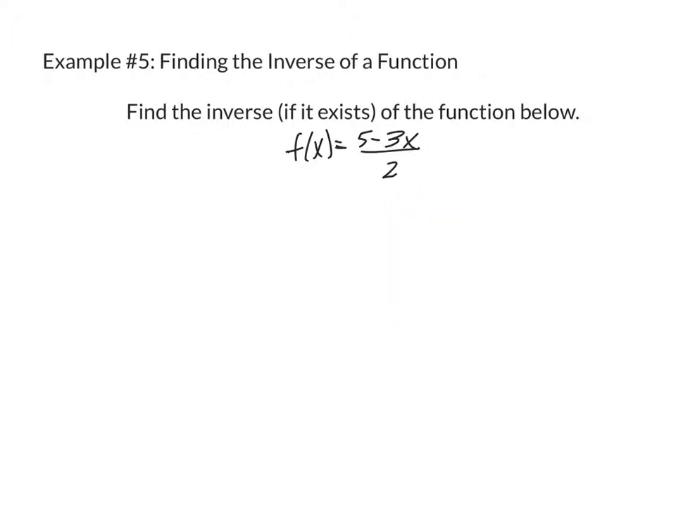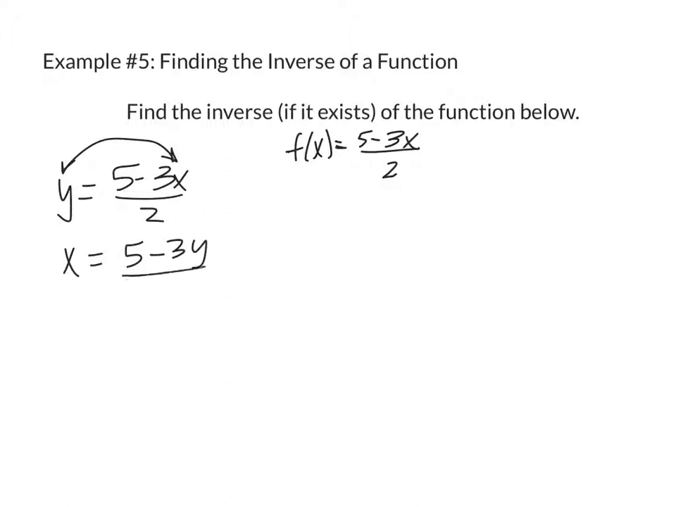All right, so with example 5, we're going to find the inverse of a function, if it exists. To find the inverse, again, it's just like what we were doing before. Our function is already written, so we're going to switch this to y equals 5 minus 3x over 2, and we're going to switch our x and our y variable. So that will now be x equals 5 minus 3y over 2. Our goal is to get y by itself, so here we go.